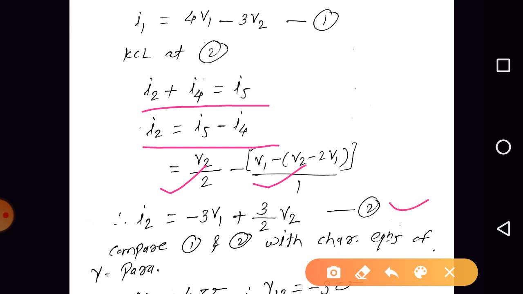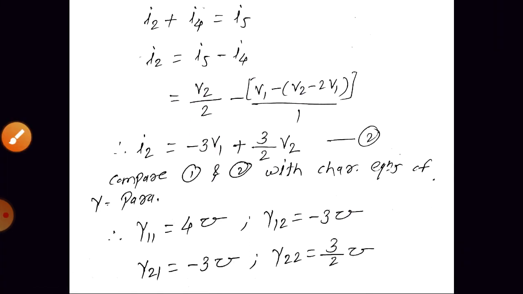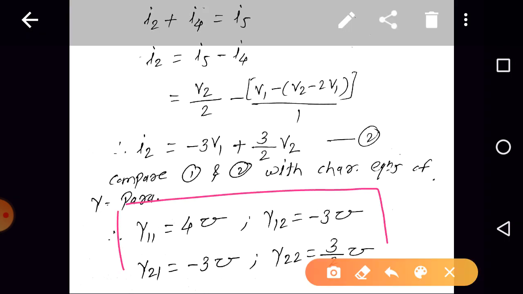After rearranging, we can write like this. So I2 is minus 3V1 plus 3 by 2 V2. So I2 is Y21 V1 plus Y22 V2, right? So what is Y21? Minus 3, and Y22 is 3 by 2, right? So are you getting the point? So compare equations 1 and 2 with the characteristic equation, and you will be getting Y11, Y12, Y21 and Y22, right?